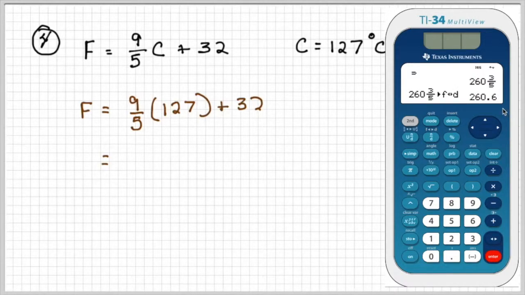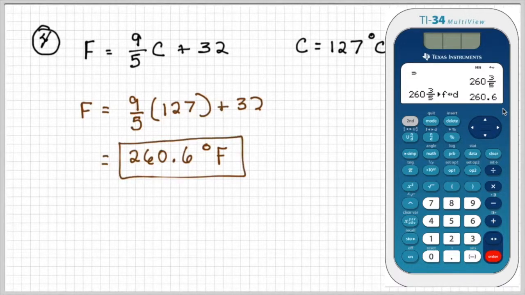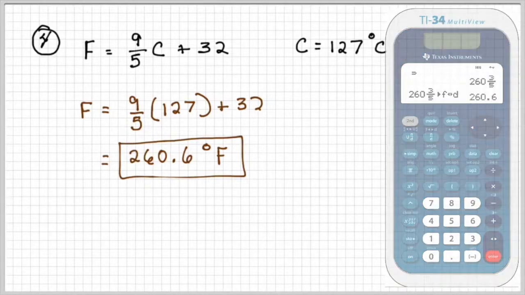And I hit enter, and it will show me that my final answer is 260.6, and now we're in degrees Fahrenheit. So it's fairly warm on the moon. And that's our final solution.